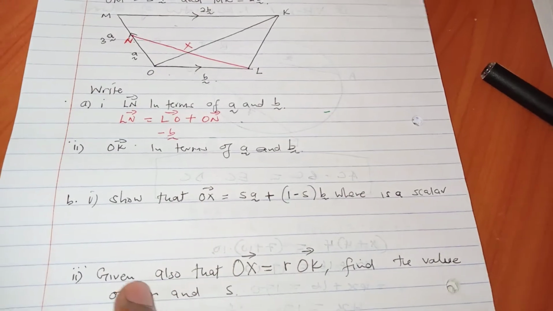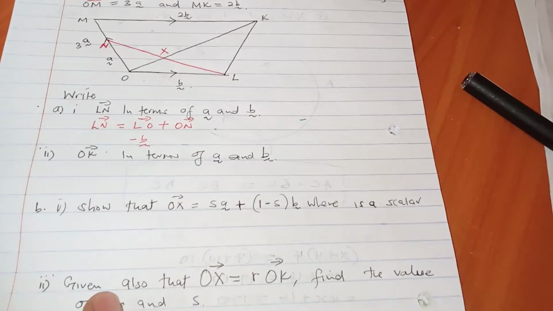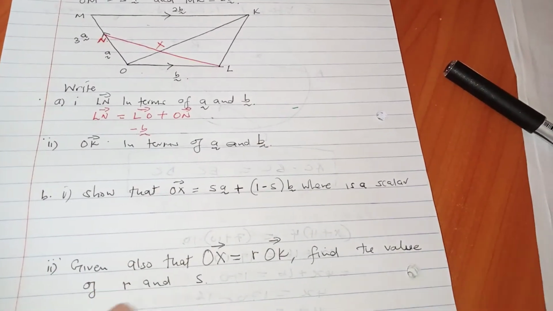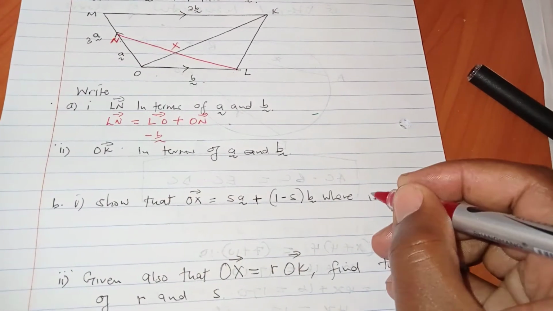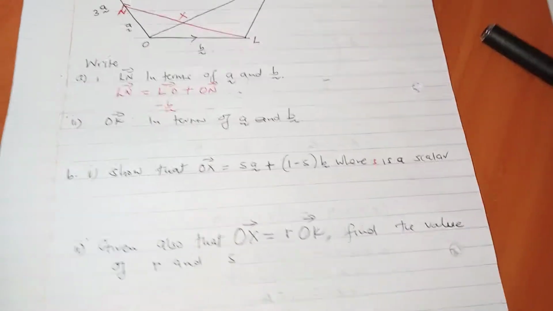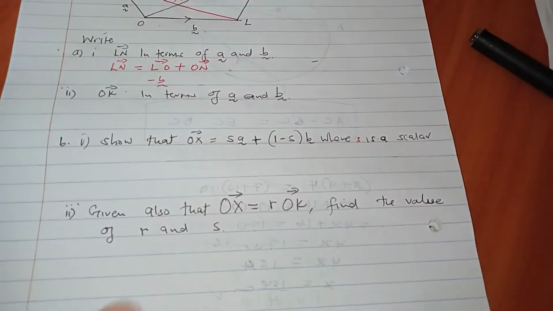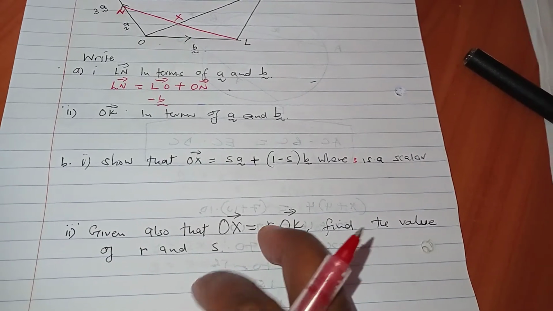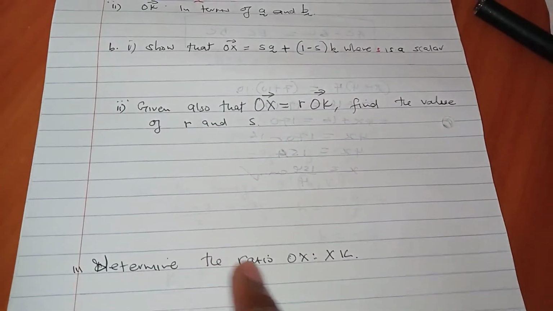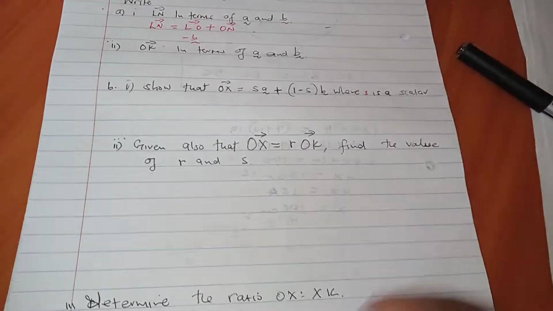where S is a scalar. Then we have, given that OX is equal to R times OK, so R is also another fraction, find the value of R and S, and finally we are going to determine the ratio of OX to XK.